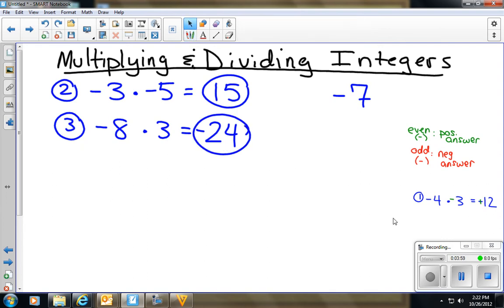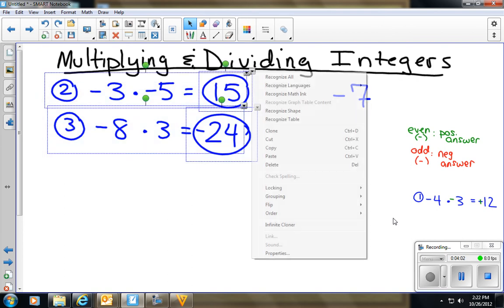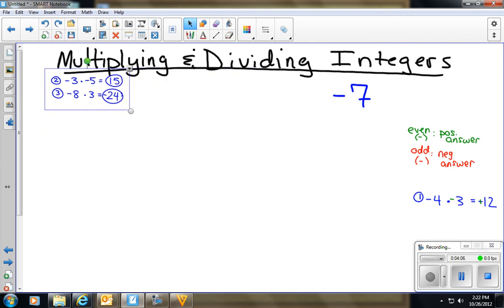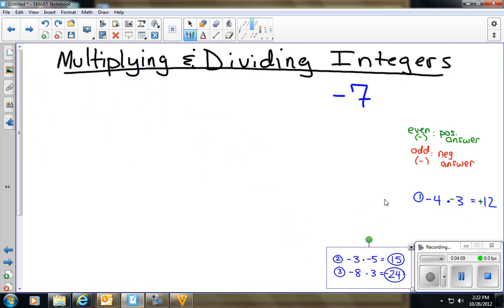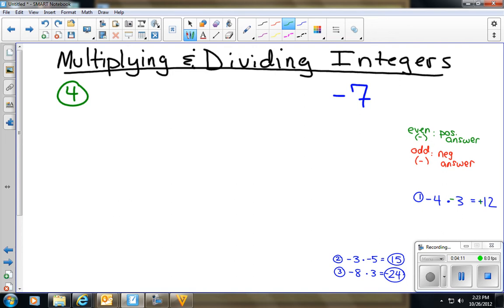Now this, as I mentioned before, works for division as well. So if you have a problem like this one, we'll say negative 20 divided by negative 4. Well, again, we're going to first focus on the division part. 20 divided by 4 is going to get us 5. And then I have two negative signs. Well, 2 is an even amount, therefore the answer's got to be positive.